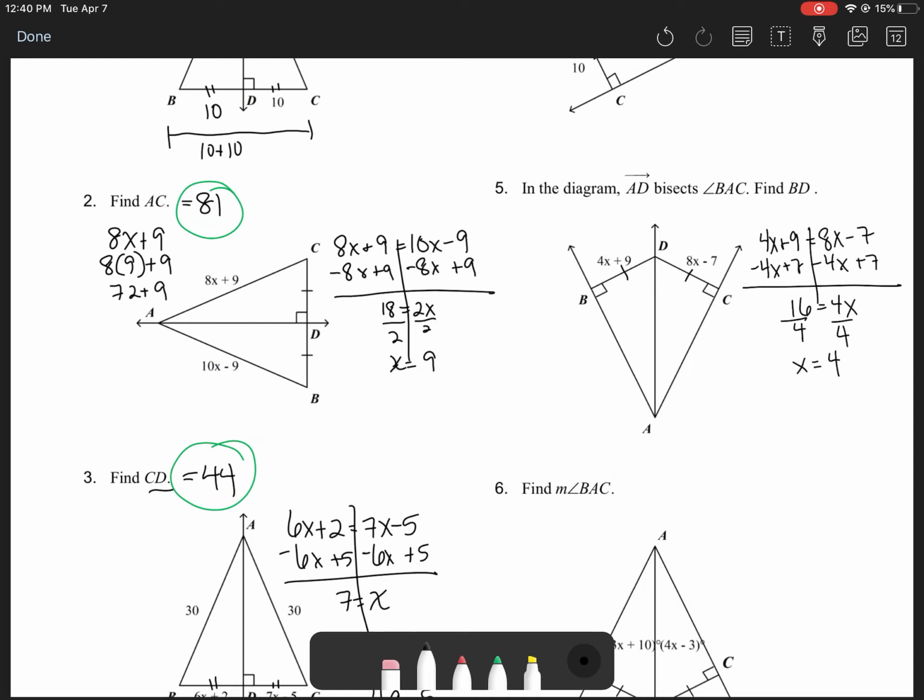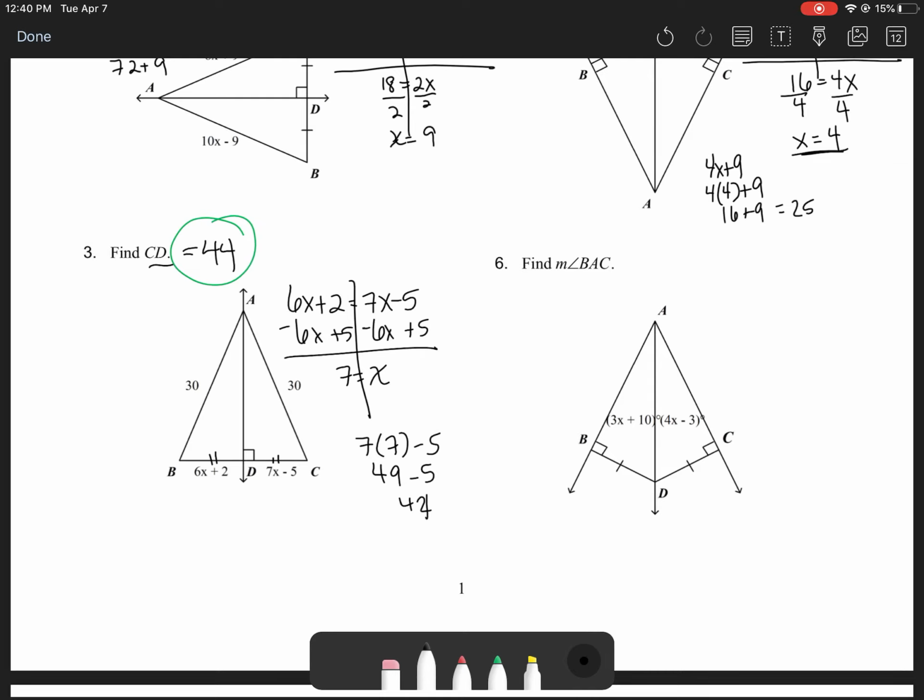So x equals 4. And so the question didn't ask us to find x, it asked us to find BD, though we do need to find that x first. So I'm going to put 4x plus 9. I'm going to put my 4, which I solved for x here, in for my x value. 16 plus 9, which is 25. So BD equals 25.